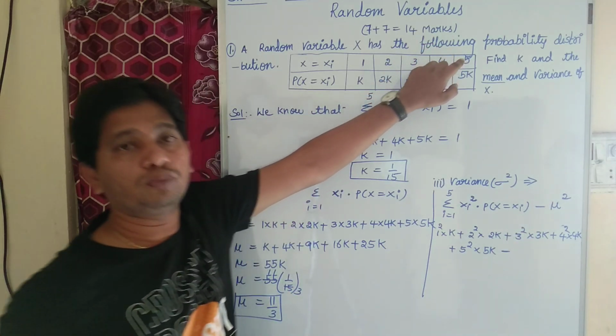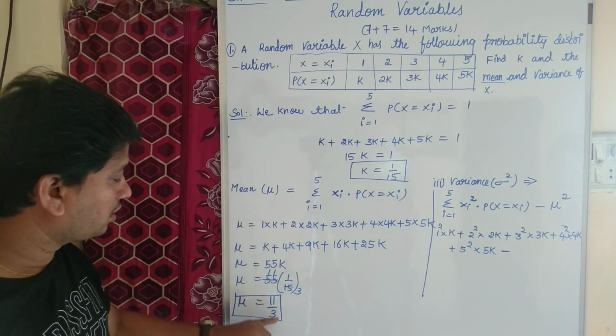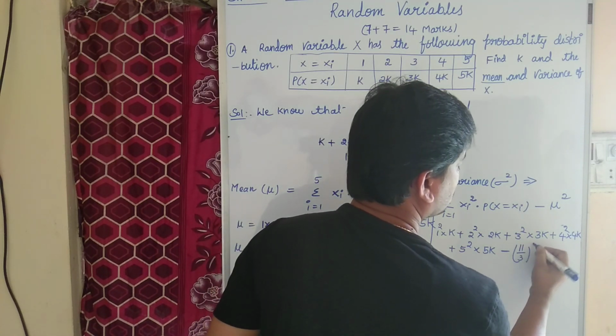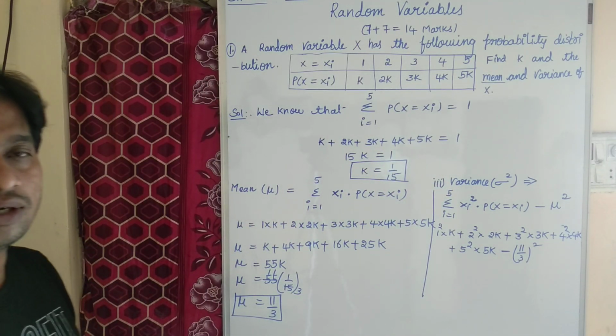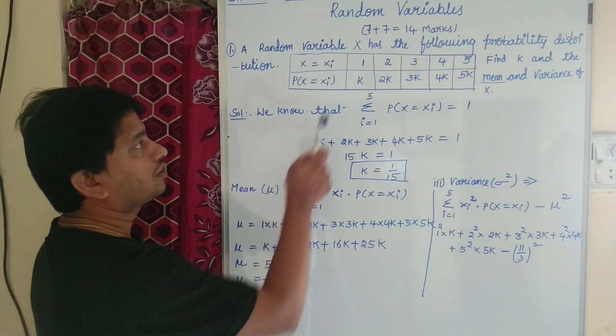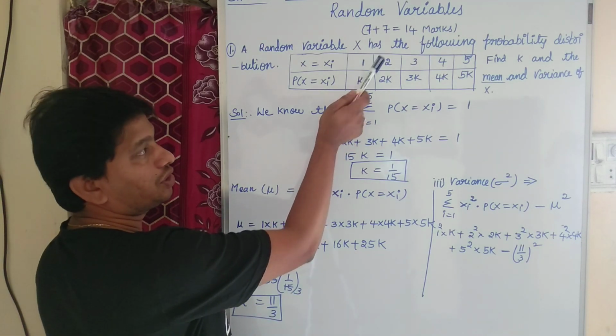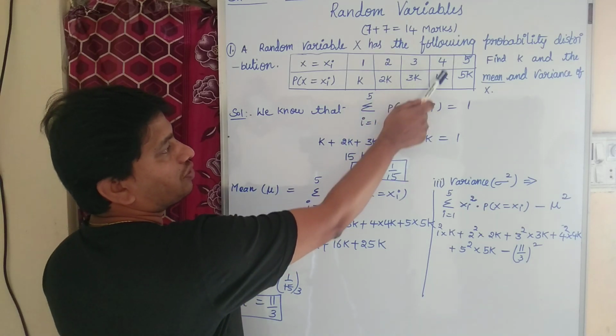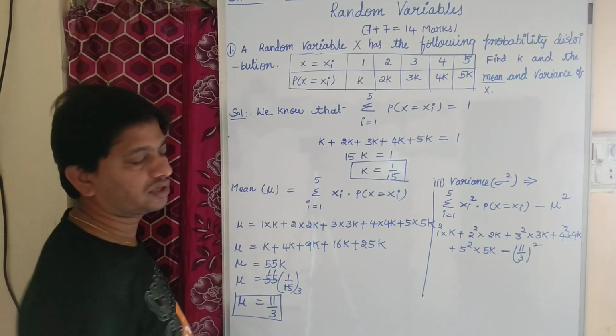Mu we have. Mu means mean. As we found mean, which is equal to 11 by 3, right? So 11 by 3 whole square. Is it clear, children? How to find variance? We have to do square into this, square into this, square into this, square into this, square into this, right?